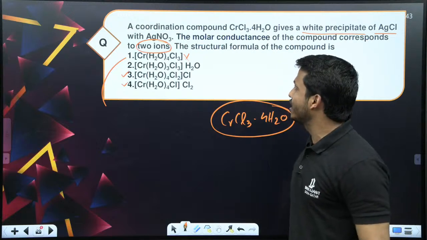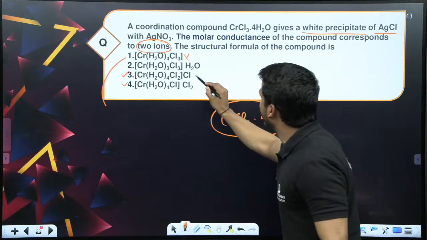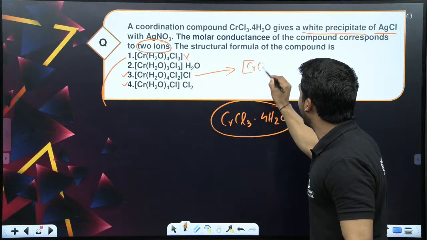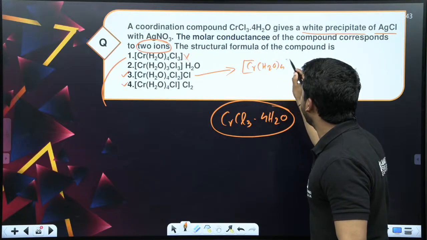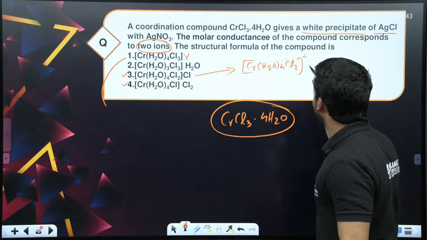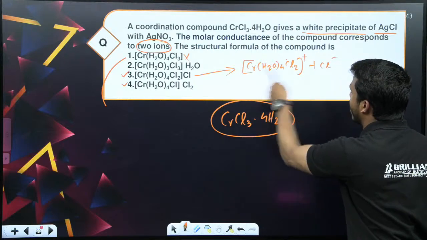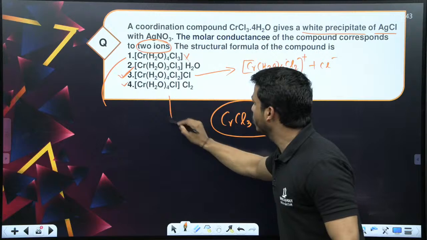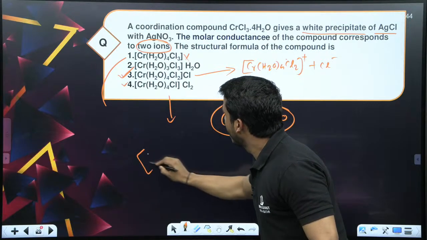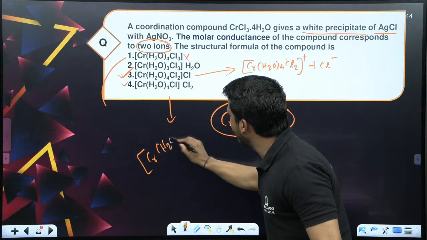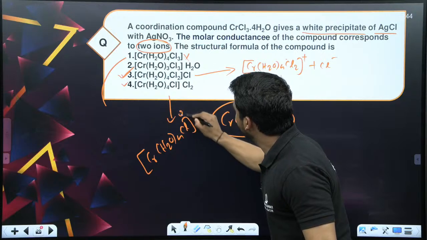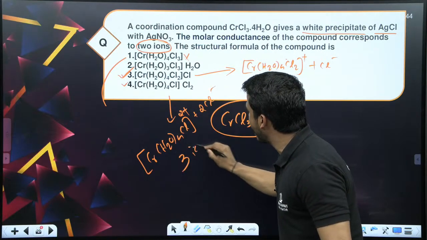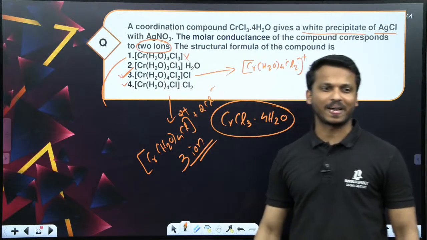And they give one more clue: it will give you 2 ions. Tell me, what are the ions given by this complex, dear all? This complex will give you [Cr(H2O)4Cl2]+ and Cl minus. It will give you 2 ions. Yes, that is our answer, option 3. What about the other complex? It breaks into [Cr(H2O)4Cl]2+ and 2 Cl minus, total 1 plus 2. It will give you 3 ions. So option 3 is the correct answer.